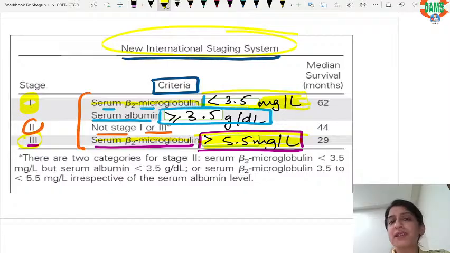So stage 1 is serum beta-2 microglobulin less than 3.5 milligrams per liter and serum albumin more than 3.5 grams per deciliter. And stage 2, my personal favorite, because if it does not fit in 1 and 3, I will call it stage 2. So these are the values that I want all of you to remember, because serum beta-2 microglobulin and serum albumin levels we also use for the follow-up of this patient of multiple myeloma.